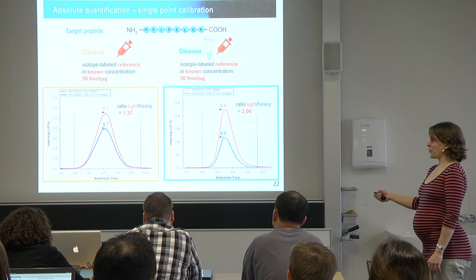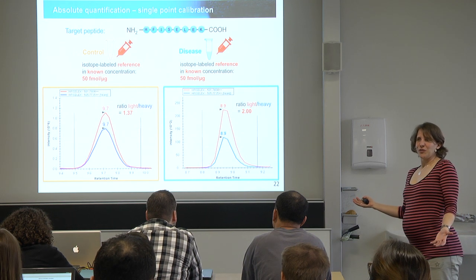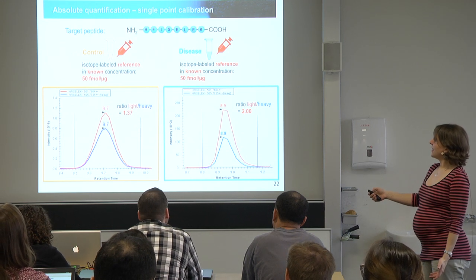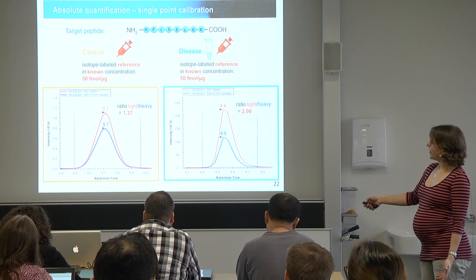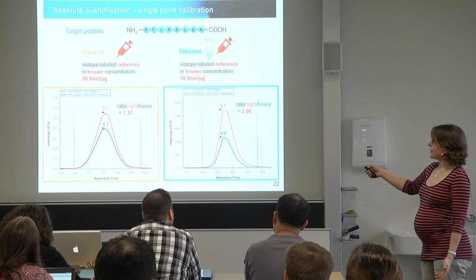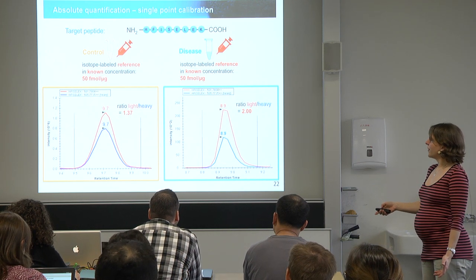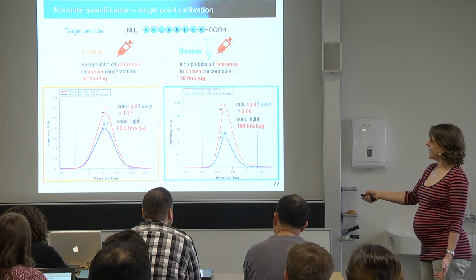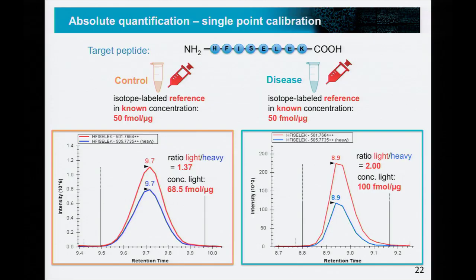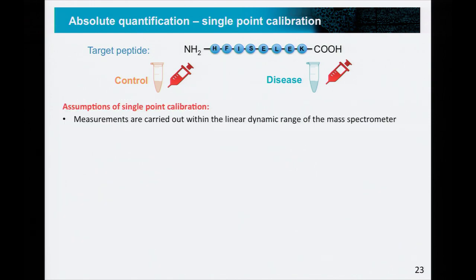And then you get, of course, exactly the same measurement points. The ratio hasn't changed. The only difference now is that by knowing the concentration of that blue curve, you can, with single point calibration, immediately calculate the concentration of the red curve simply by saying a 1.37-fold increase in concentration, red versus blue, means a 68.5 femtomole per microgram increase in absolute concentration, and the same here. Okay, that's the only thing you do when you do single point calibration.